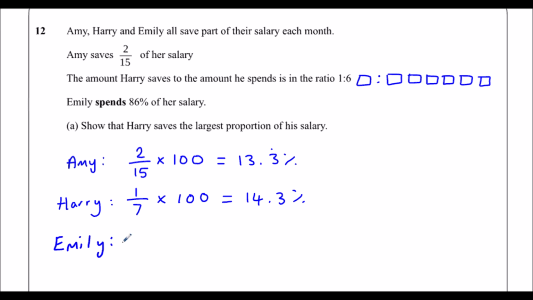So if we do 100 take away 86, that's 14% that Emily saves. So Harry saves the biggest proportion, because 14.3 is the biggest percentage.